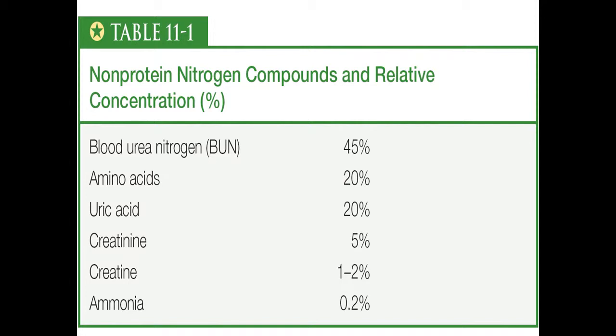This table in your textbook shows you the percentages of where most of the nitrogen will be coming from, and as you can see, we have the most of it from urea. We call this BUN, blood urea nitrogen, in the United States. Elsewhere, they'll just refer to it as urea or urea nitrogen.